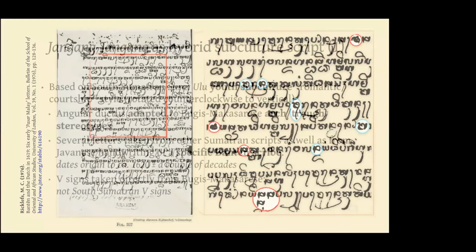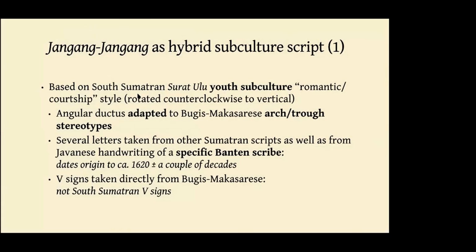So it's based on the South Sumatran Surat Ulu youth subculture, courtship style. And the angular shape of the South Sumatran letters was just smoothed out to the arches of Bugis-Makasarese script. And several other scripts were used as well. The vowel signs, again, are directly from Bugis-Makasarese, not from South Sumatra. So it's a hybrid script again.